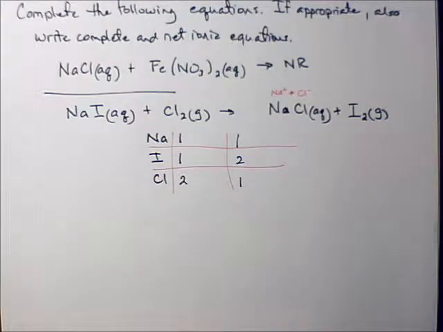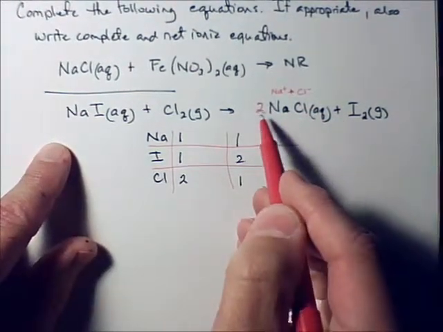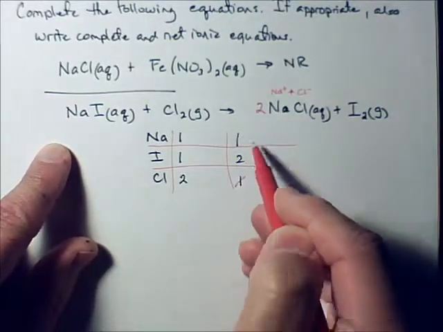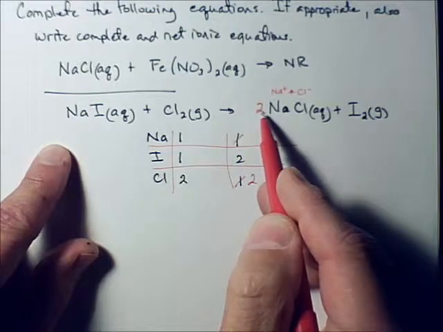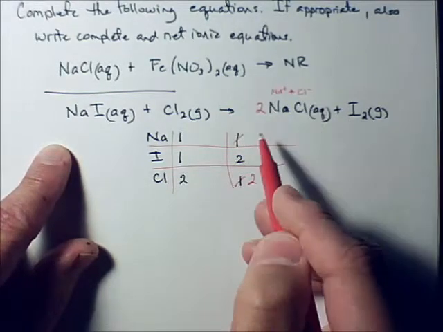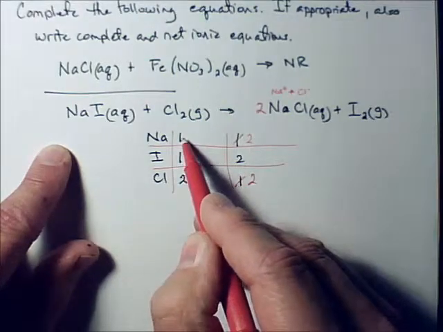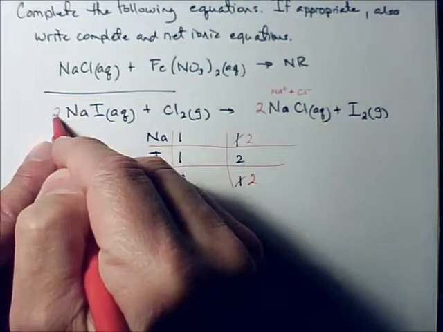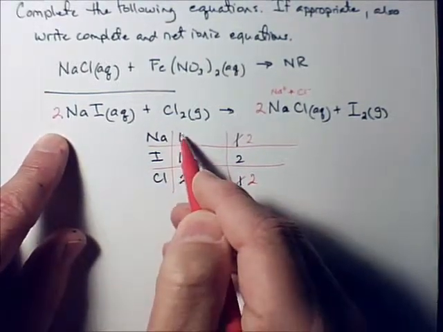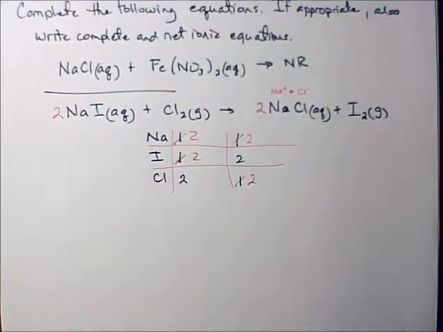You don't change the formula, but you can have more than one formula. That's going to give me 2 chlorines, but it's also going to change the number of sodiums. Okay, this 2 means I multiply everything, so I've got 2 sodiums now and 2 chlorines. Now that I've unbalanced the sodiums here, I want to go back and balance the sodium. So I need a coefficient 2. That's going to give me 2 sodiums and 2 iodines, and that's going to balance the equation.